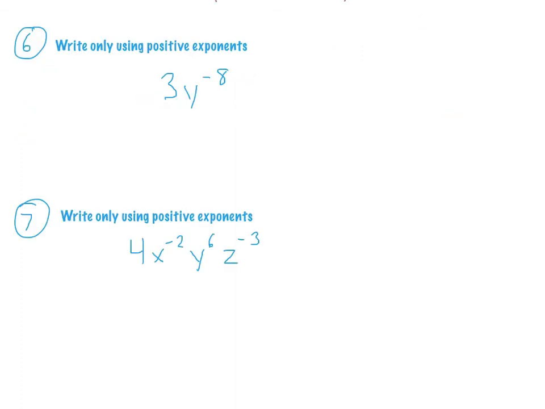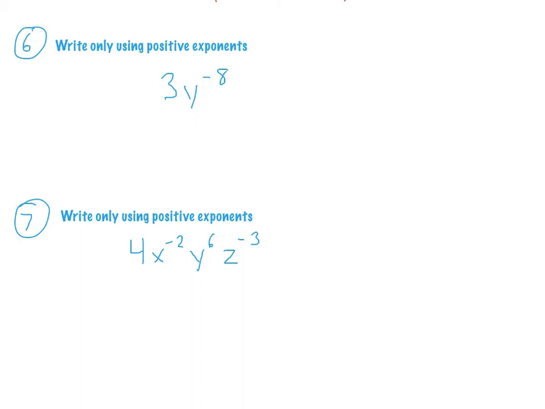All right, so this stuff kind of takes a bit of practice to get used to. So I want you to pause the video and try both of these, okay? Play it when you're done and see how you do. All right, so this first one, number 6, we're going to write it only using positive exponents, okay? So we have a negative 8 as an exponent. That's the problem. So the question is, who does negative 8 belong to?